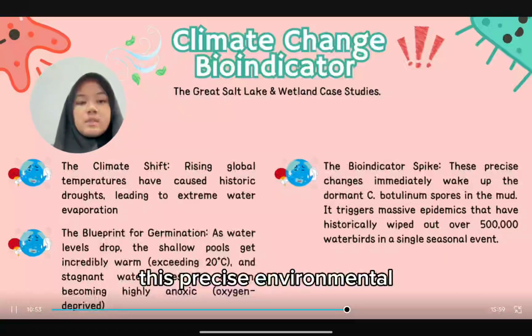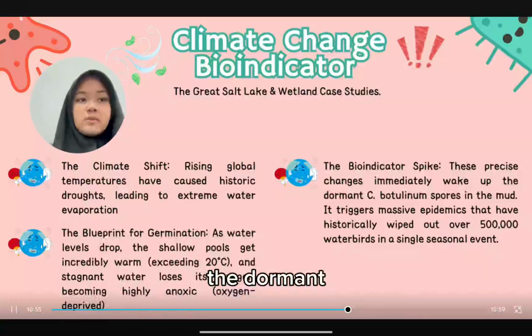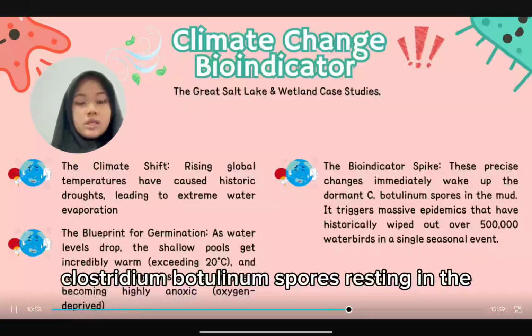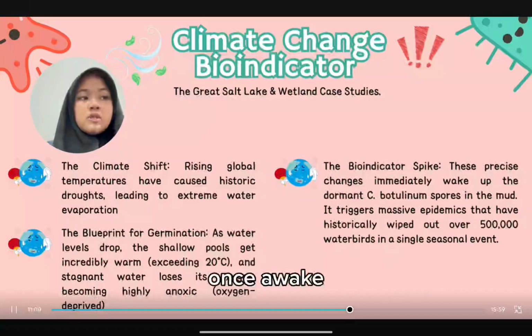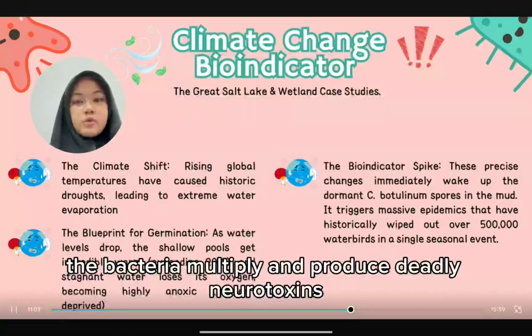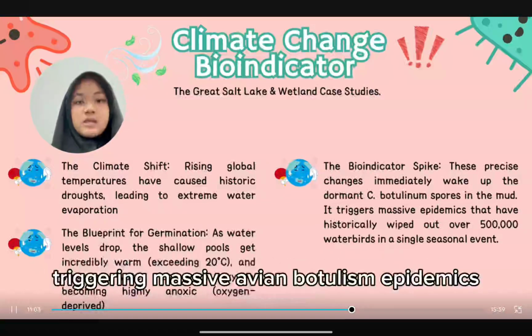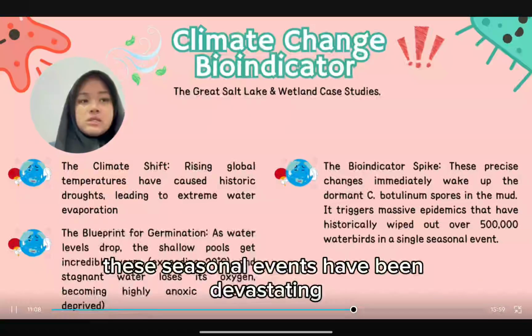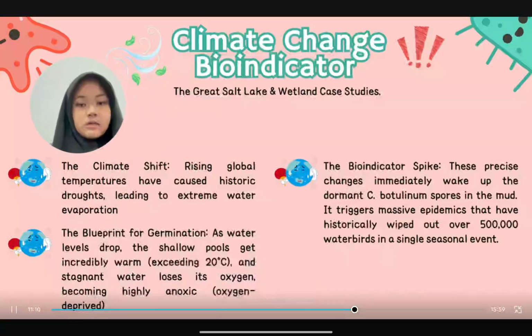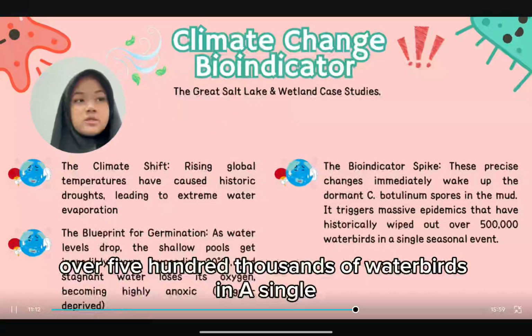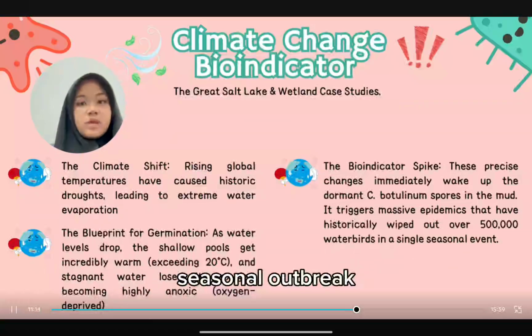Finally, we hit the bioindicator spike. These precise environmental changes immediately wake up the dormant Clostridium botulinum spores resting in the mud. Once awake, the bacteria multiply and produce deadly neurotoxins, triggering massive avian botulism epidemics. Historically, these seasonal events have been devastating, wiping out over 500,000 waterbirds in a single seasonal outbreak.